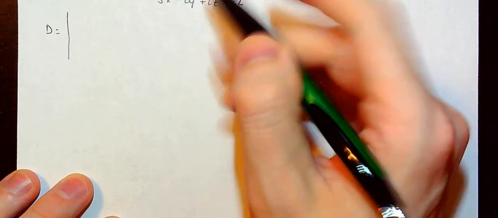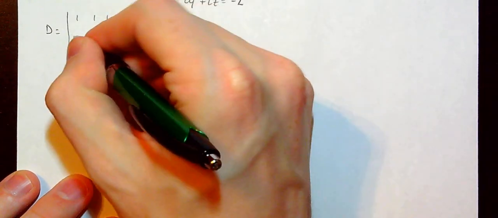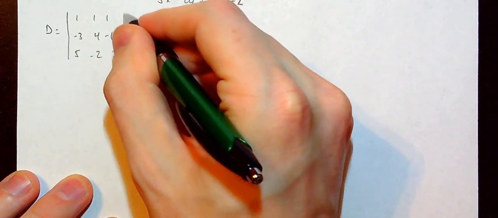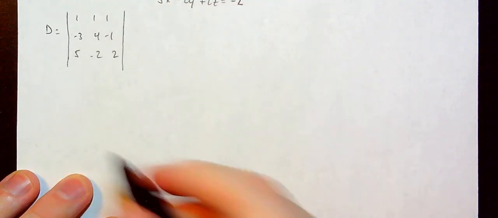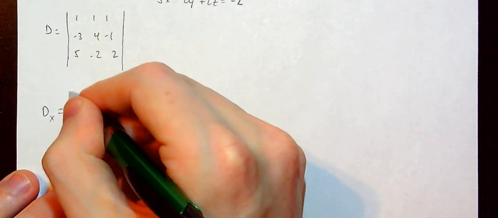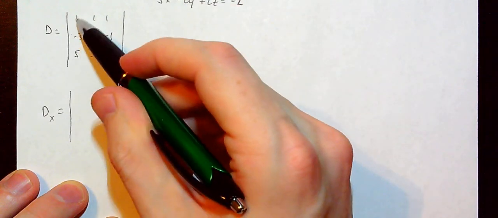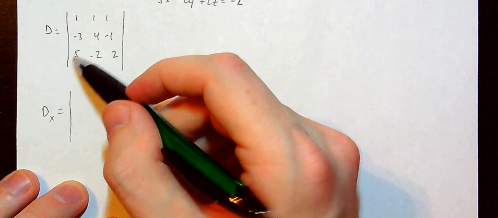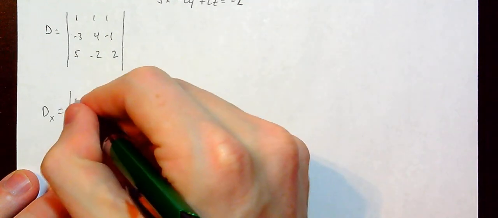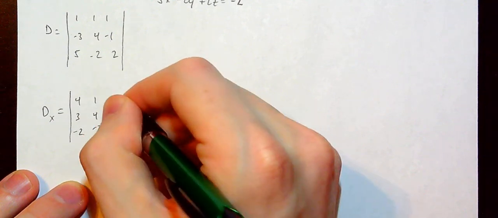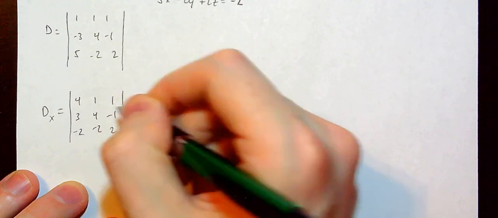So let's at least write out our 4 things here that we need. D, determinant of the matrix of coefficients of variables: 1, 1, 1, negative 3, 4, negative 1, 5, negative 2, positive 2. D sub x. Again, we're taking D, and the column of the x coefficients is being replaced by these numbers here. So 4, 3, negative 2, 1, 4, negative 2, 1, negative 1, 2.